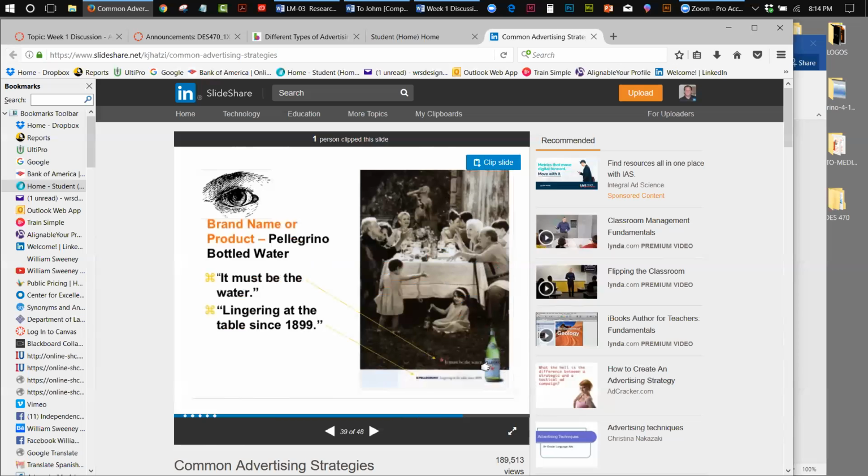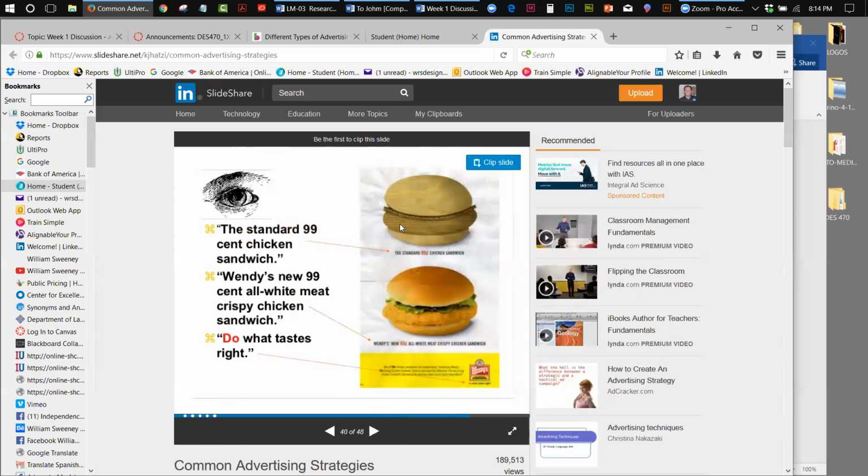There's your Pellegrino bottle. And this is also scale in a way too, because you've got this whole area which shows a picture of a group of people, and then here's your product sitting over here. Very much like what you were looking at when you were looking at the leopard, the standard 99 cent. So here again, what they are saying is their standard chicken sandwich. And then there is your Wendy's sandwich.